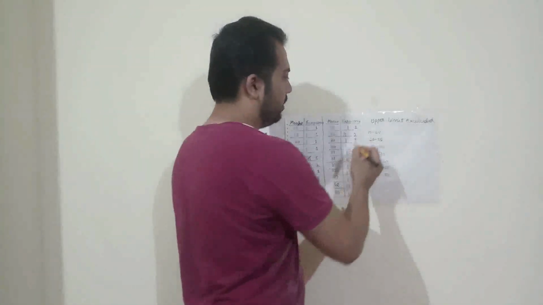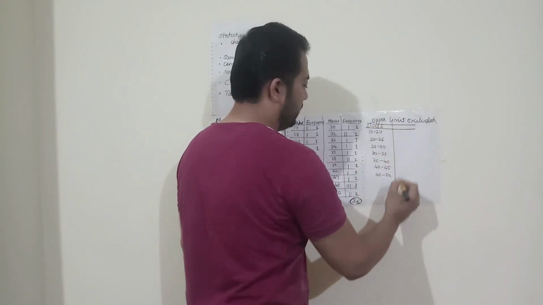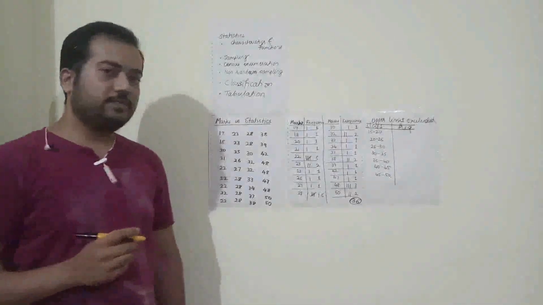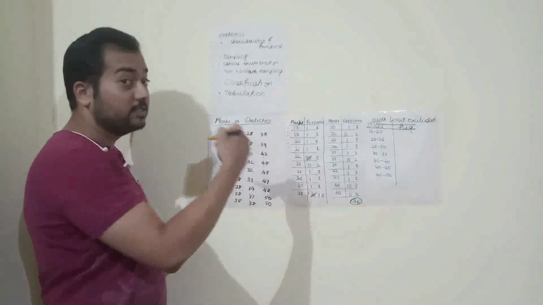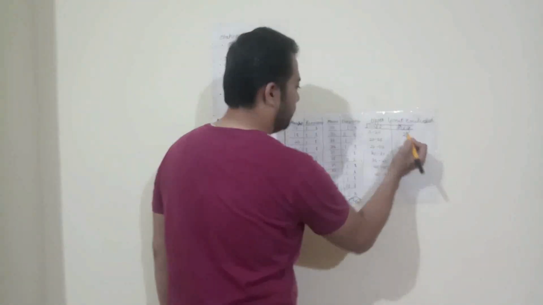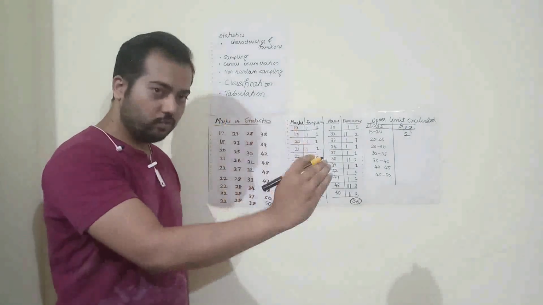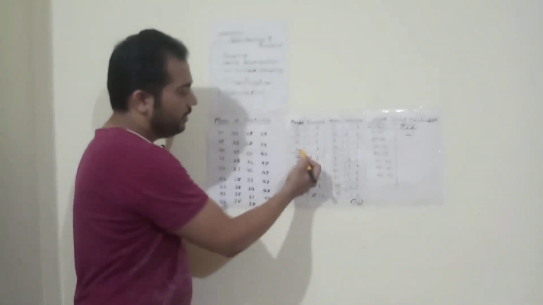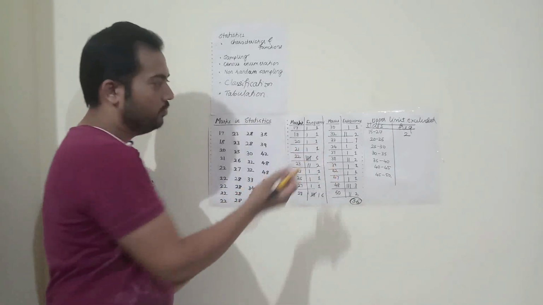So here this is my class, and then here I will have frequency. Now in this 15 to 20, 20 we are excluding as the upper limit, so only 1 plus 1, 2 will be the frequency. Then 20 to 25, that means actually 20, 21, 22, 23, 24. 25 we are excluding as it's the upper limit. So 1 plus 1 plus 5 plus 2 will give me 9.